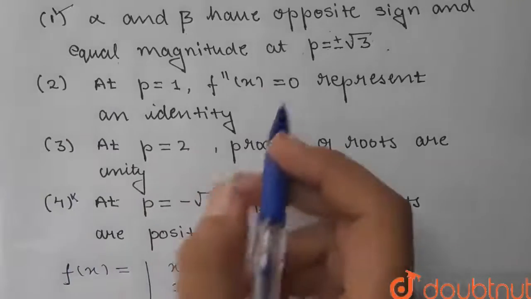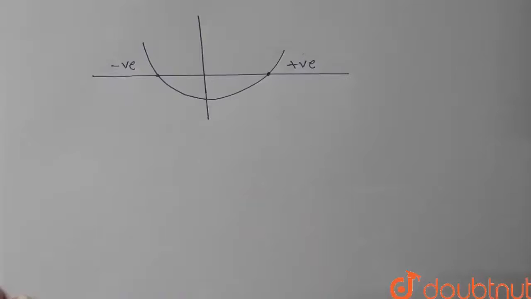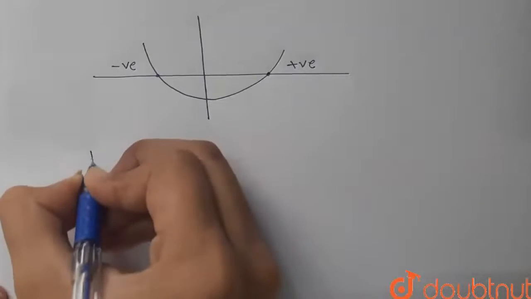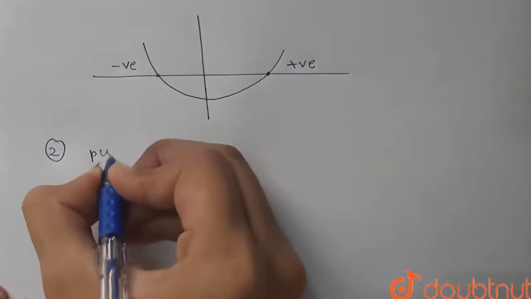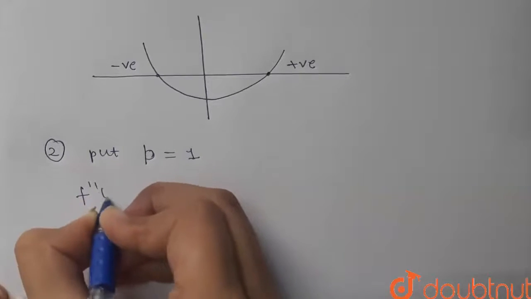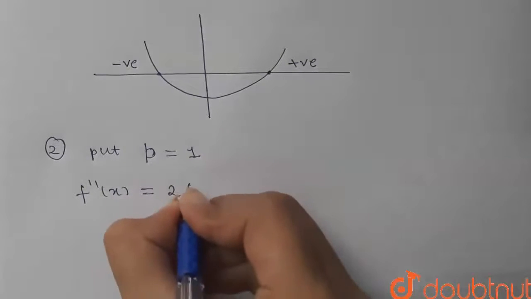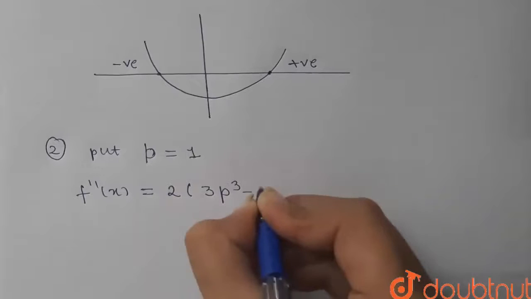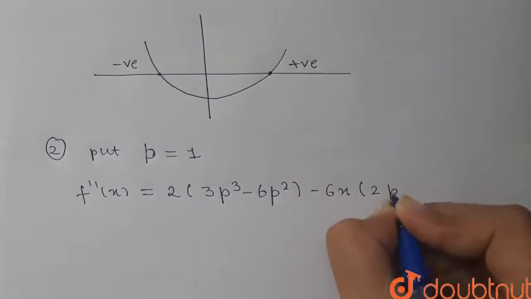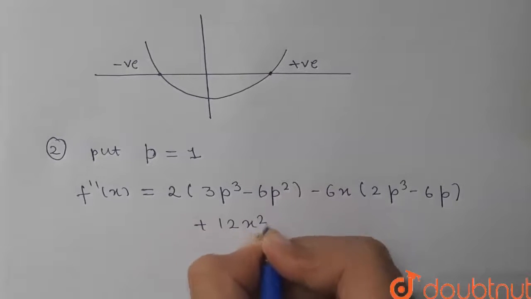Now let us see option number 2. That is f double dash x is equal to 0 at p is equal to 1, represents an identity. So we are checking option number 2. We are going to put the value of p equal to 1 in this f double dash of x. So f double dash of x is what?